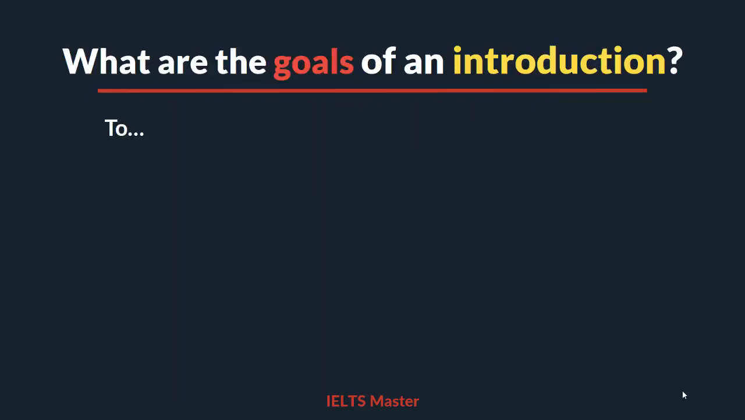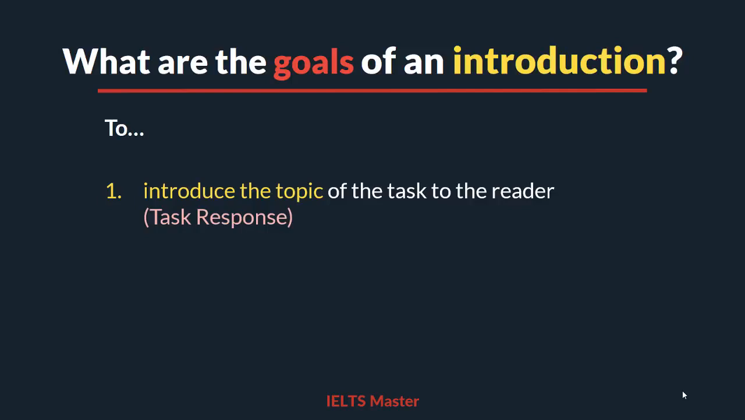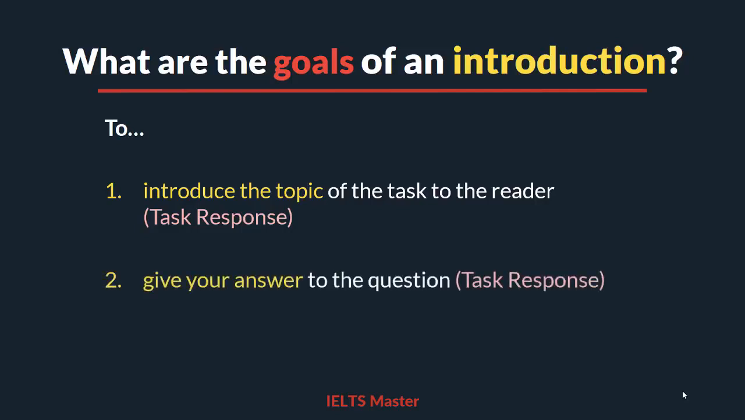What are the goals of an introduction? Well, we need to, number 1, introduce the topic. It's an introduction, you need to introduce. So introduce the topic of the task to the reader. Number 2, give your answer to the question. The IELTS Task 2 writing topics will ask you a question. To what extent do you agree or disagree? Discuss both views and give your own opinion. What are the causes of a problem and what are some solutions? You need to give a general answer to these questions in the introduction.